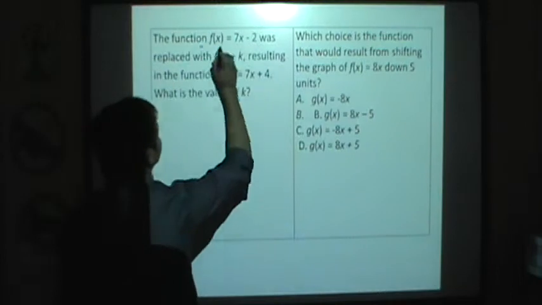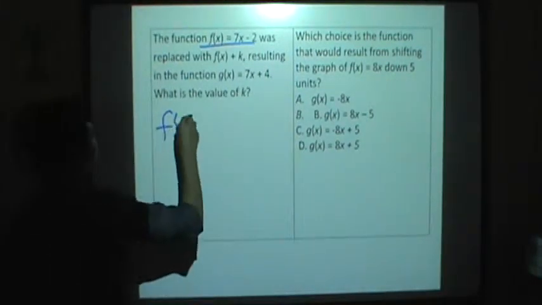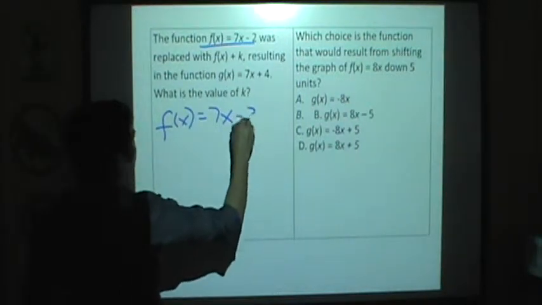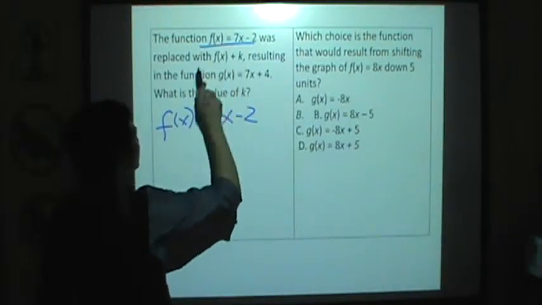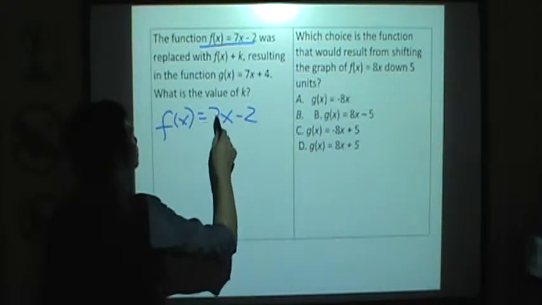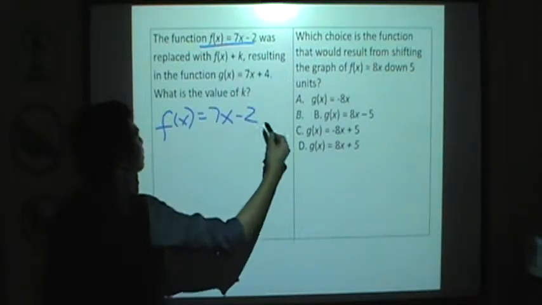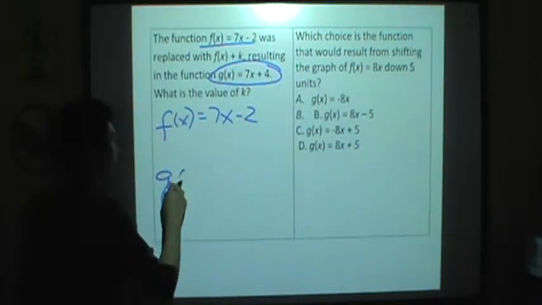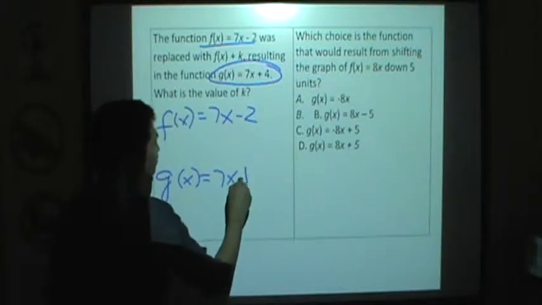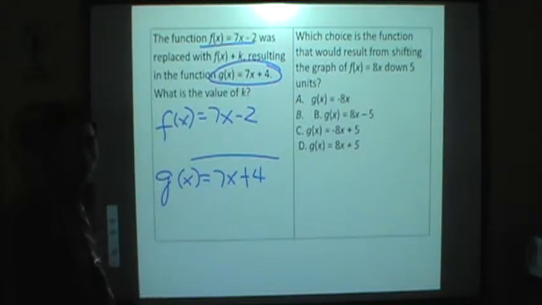First, we have this function. For the function f(x) = 7x minus 2, what number do you think will be added, replacing it with f(x) plus k, in such a way that we get the new function g, which is 7x plus 4? So what number should we add to negative 2 so we can get plus 4? Think about that.